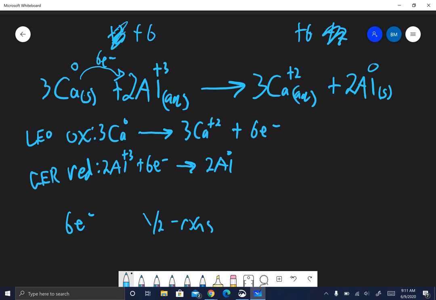In oxidation, they're always on the right because they're being lost. Just like exothermic, releasing, right? It's on the right. Endothermic is gaining, absorbing, right? Same thing. Reduction, gaining. It's on the left. So 6 electrons on the right, 6 electrons on the left, because if calcium's losing 6, aluminum plus 3 is gaining 6, and that balances the whole thing, mass and charge.